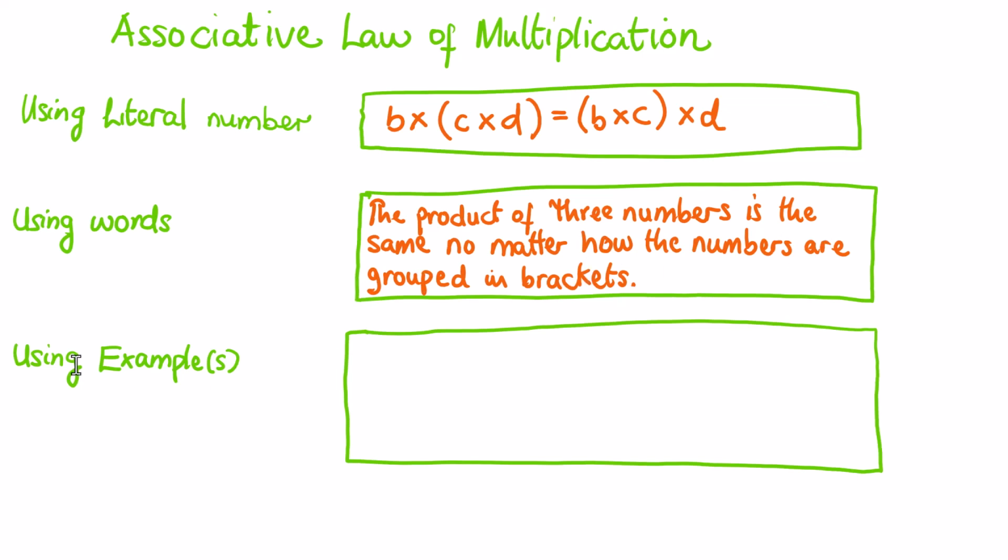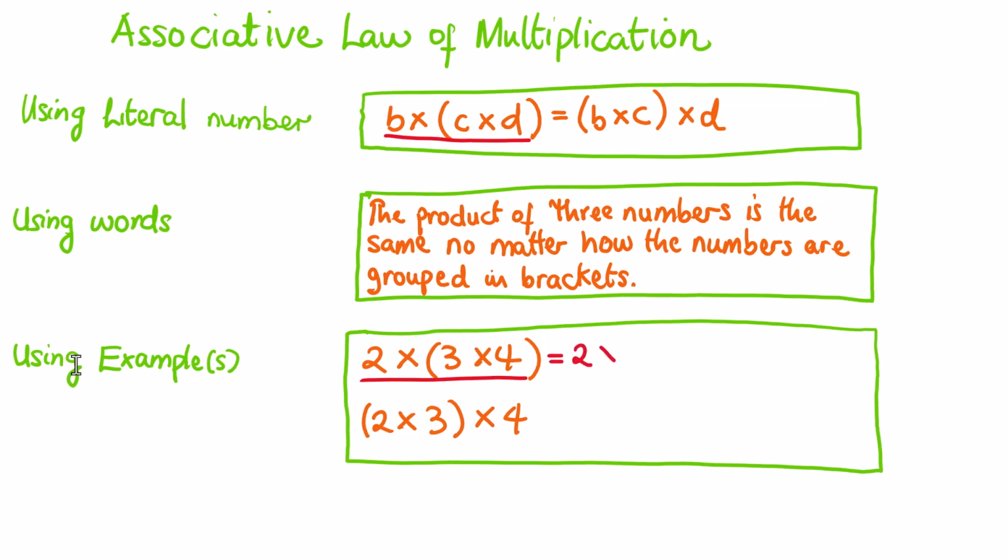Let's say for example, we have 2 times parentheses 3 times 4 versus another expression, parentheses 2 times 3, all multiplied by 4. This means that the first expression is similar to what we have right over here. Therefore, solving the bracket first, we have 3 times 4, which gives us 12, and looking at the other expression, which is in blue, solving the bracket first, this is equal to 2 times 3, which gives us 6 times 4.